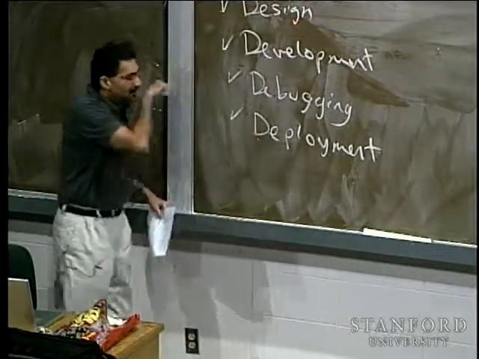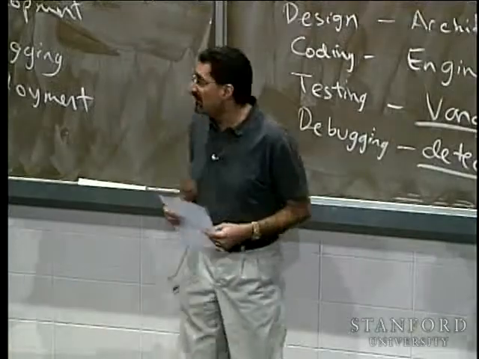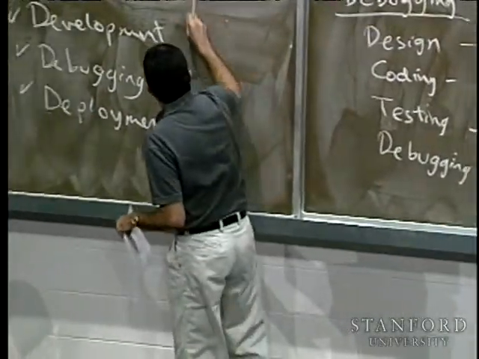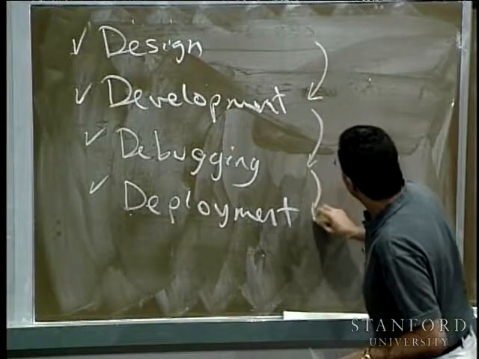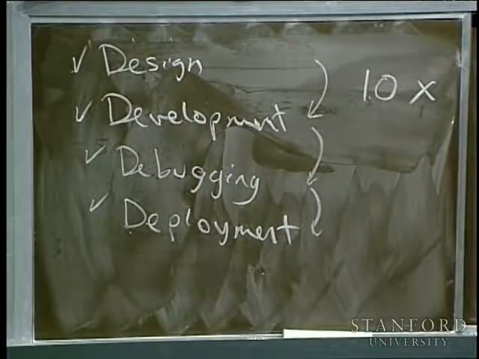Then there's deployment. And the one thing that I would posit, and a lot of people agree with, is that any problem that cascades from one step to another causes a factor of 10 times in the cost to fix it.